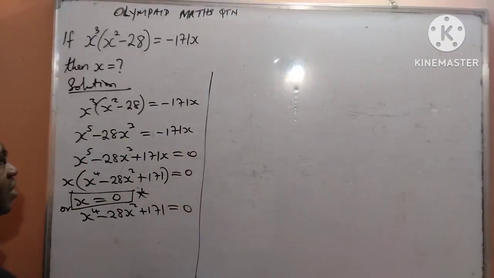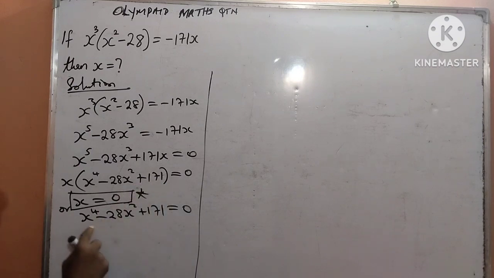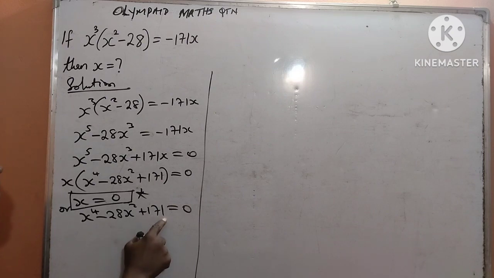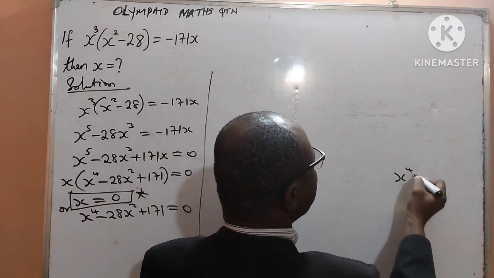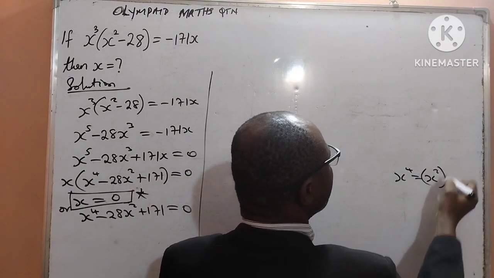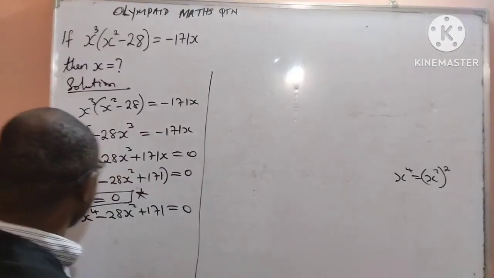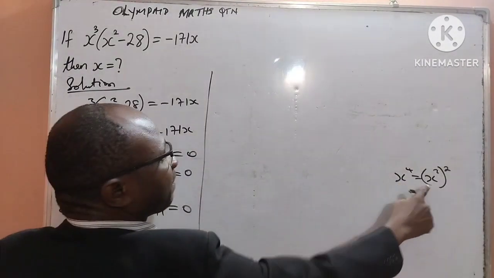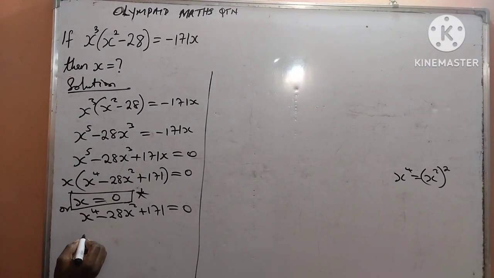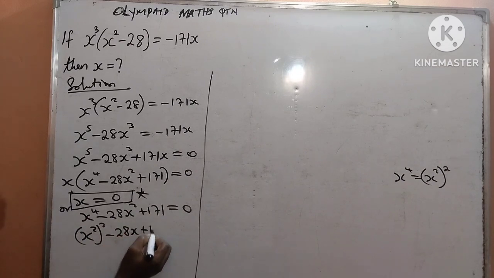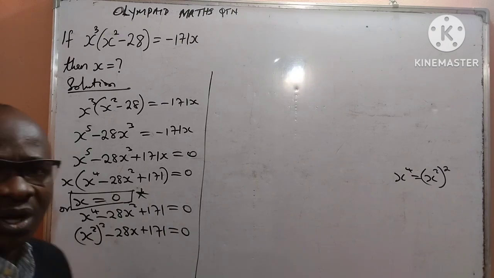Now let's go into the second part of the equation, which is x raised to the power 4 minus 28x raised to the power 2 plus 171 equal to 0. Looking at this, I want to write x raised to the power 4 as x raised to the power 2, all raised to the power 2, because 2 times 2 will give me 4. Therefore, I will express this as x raised to the power 2, all raised to the power 2, minus 28x raised to the power 2 plus 171 is equal to 0. Why did I do that?